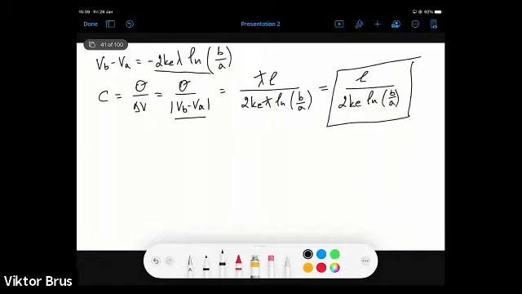Another capacitor which we need to consider is a spherical capacitor. When we have, like in cross section, two spheres, and one has radius A, another has radius B. In this case, we know that the electric field inside such a system will be Ke times Q divided by R squared, where R is the distance from the surface of the charged sphere.